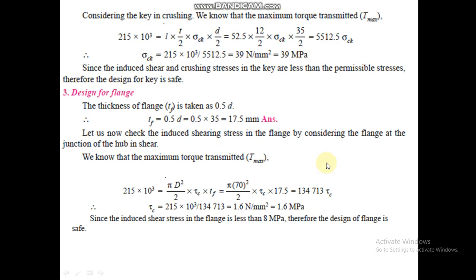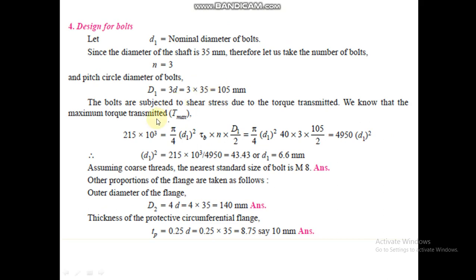After getting the pitch circle dia, the bolts are subjected to shear stress due to torque transmitted. We know that the maximum torque transmitted, which we have calculated as 215 into 10 raised to power 3, is equal to area into stress, that is pi by 4 into d1 square, the area of the bolt, into the shear stress in the bolt. N is the number of bolts, and this is force multiplied with radius, that is d1 by 2, which becomes the torque. So put the values of shear stress, that is 40, number of bolts, that is 3, and d1, that is 3d, 105 divided by 2.